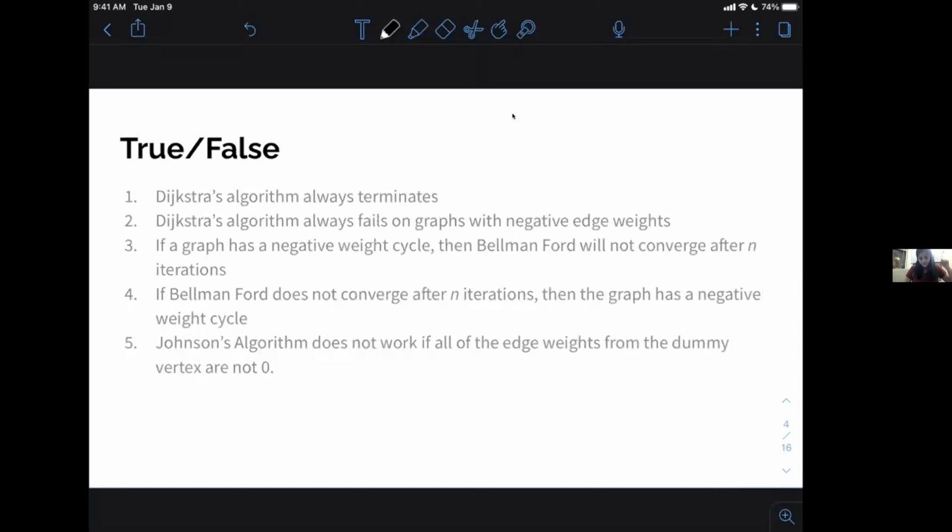Okay. Cool. So next question is, if a graph has a negative weight cycle, then Bellman-Ford will not converge after n iterations. Is that true or false? True. Yep, this is also true. After n iterations, it's still going to be decreasing because of that negative weight cycle. Okay, so now what about the converse? If Bellman-Ford does not converge after n iterations, then the graph must have a negative weight cycle.